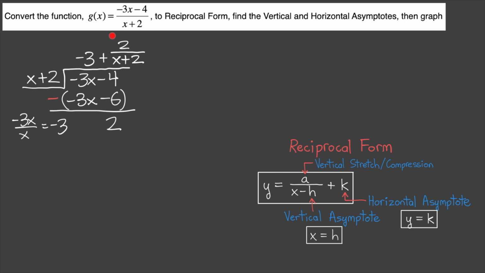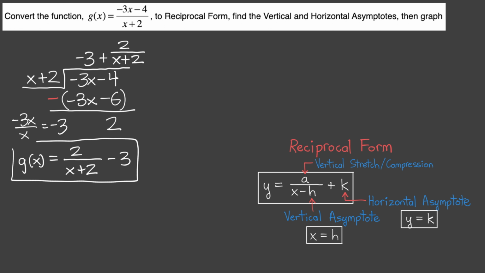All right, so now this here is in reciprocal form. So I'm going to write out our function g of x here in reciprocal form. And I'm going to write the fraction first. It's always nice to write the fraction first. So 2 over x plus 2 minus 3. All right, so that answers the first part of this question. We've changed our function to reciprocal form here.